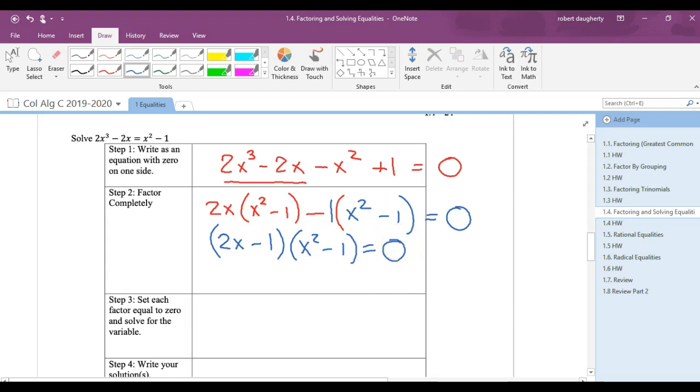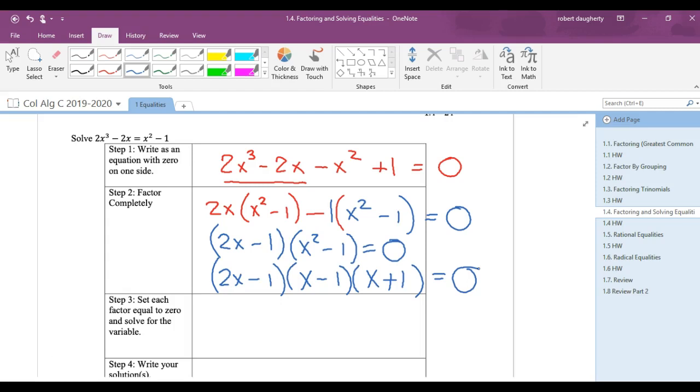Is there any other factoring method that I need to apply now? What is that? Difference of two squares. So this is (2x - 1)(x - 1)(x + 1) equals 0. Now I am completely factored, so it's like this times this times this. These are each factors. Like the factors of 6 are 2 and 3, so 2 times 3 is a factorization of 6.